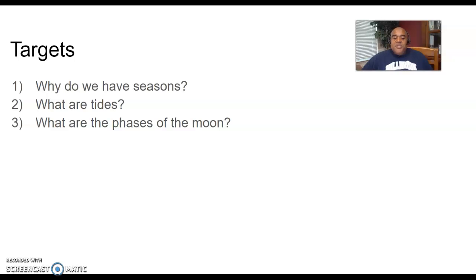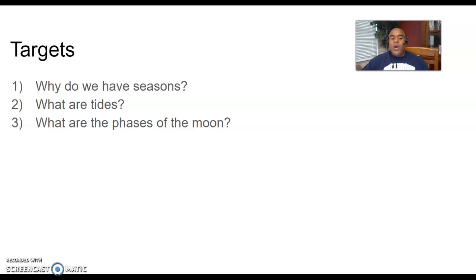Some guiding questions today. Why do we have seasons? Just so we're clear, there are 4 seasons. There's spring, which we're currently in. Summer's coming up very soon. There's the fall, and then there's winter. So why do we have those 4 seasons? We're going to be focusing on that today as we work through this science lesson.